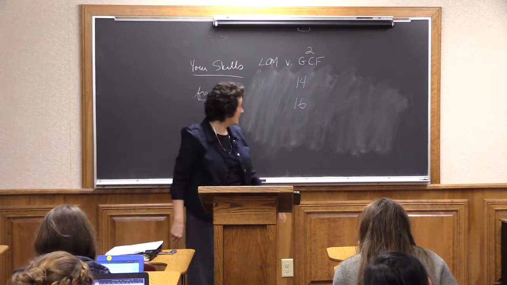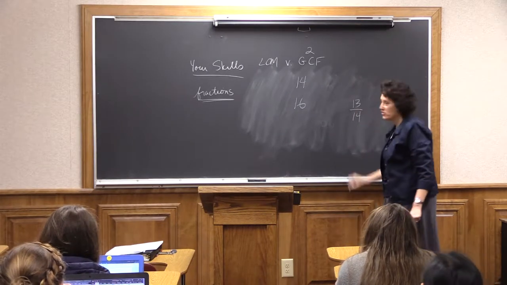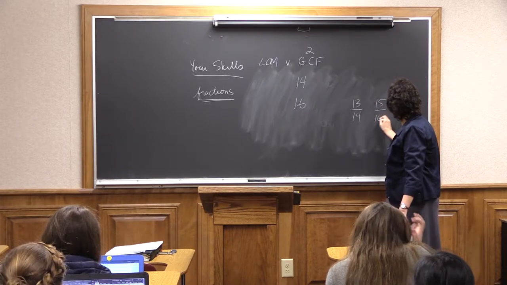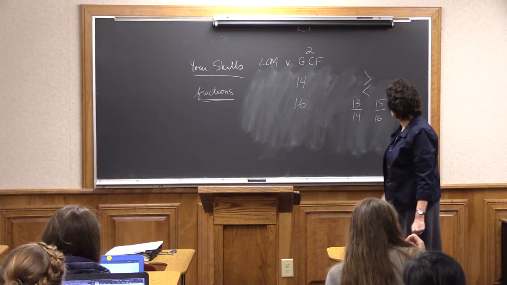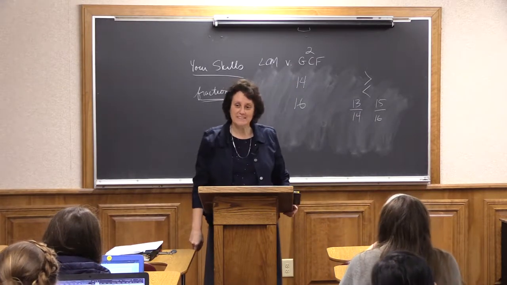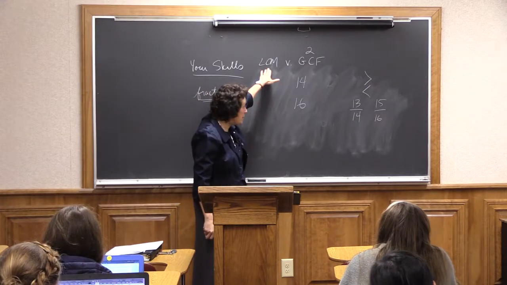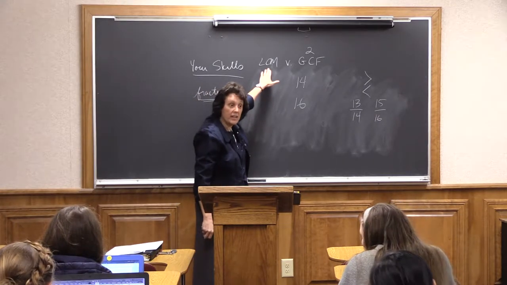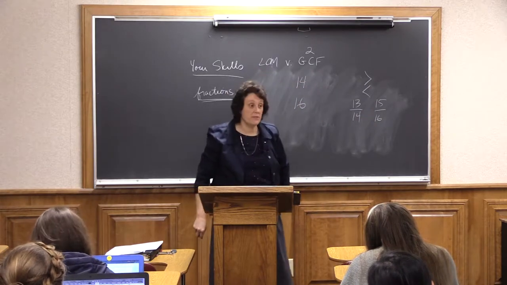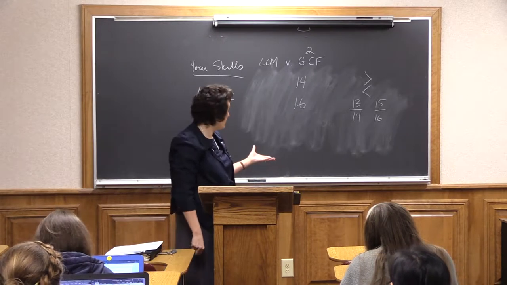What if I had this? Maybe I shouldn't say if. When I have this, and I want you to tell me greater than or less than, what are you going to do? Guess and hope for the best? No. You have to find the least common multiple, and then you will be able to see. Whenever we make a comparison, we can't compare things that are in two different denominations or two different forms. So we get the common denominator, and then we can tell.